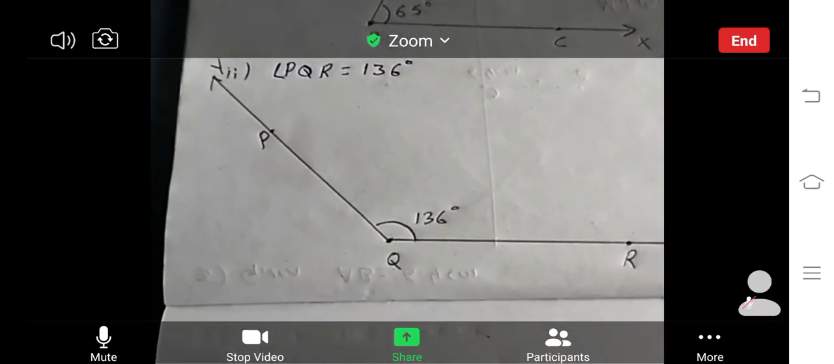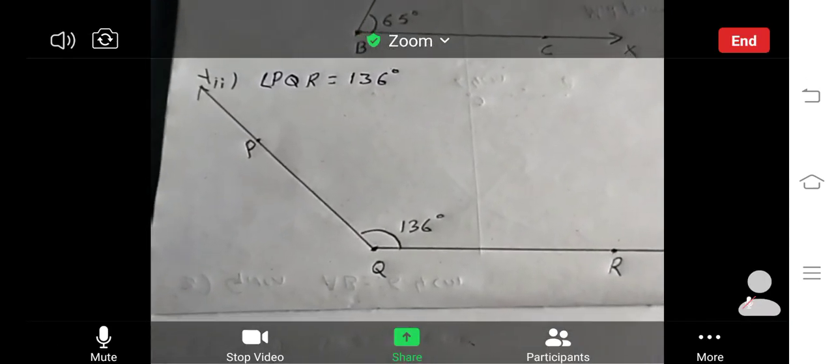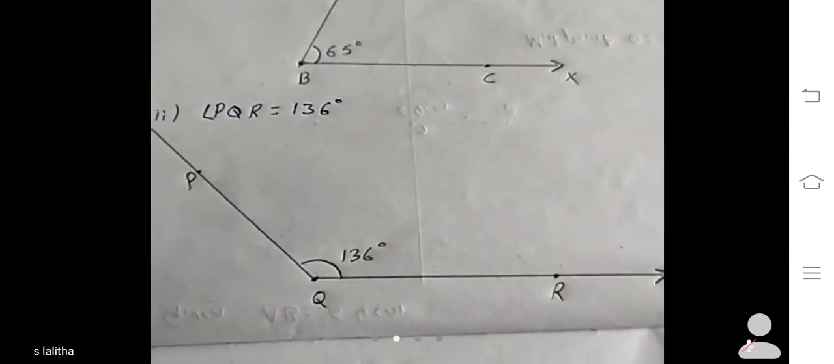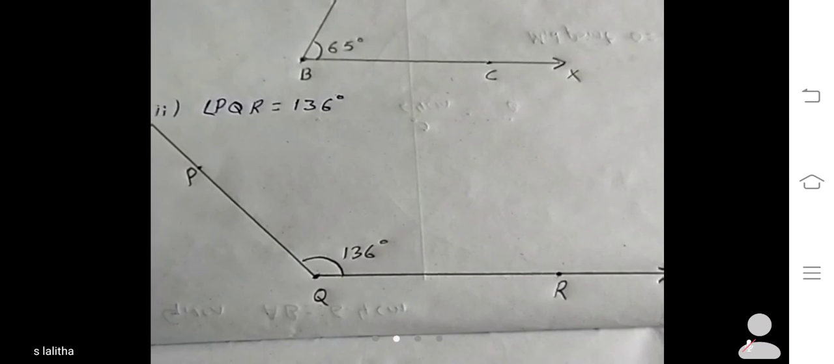Like that you can do the third sum and fourth sum, homework sums. Angle Y is equal to 45 degrees. Angle O is equal to 172 degrees. You can do homework, those two sums.